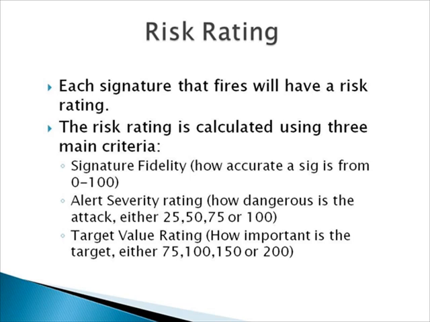Target value rating is how important is the target. And that's configurable by the user. So if you have, say, you're Amazon.com and your web server is obviously very important, the IP addresses of your cluster of web servers you would probably set to 200 for the target value rating. Something less important, you might use a lower target value rating. So all of these criteria get put through a formula, which we're going to see on the next screen, and it kicks out a number from 0 to 100 to let us know the risk rating.